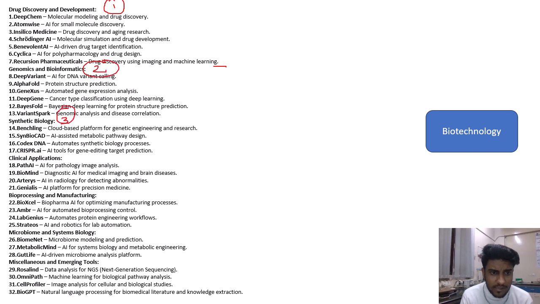The fourth category is the clinical applications, like if there are any biotech-integrated medical devices. The fifth is fermentation and bioprocessing. Sixth is systems biology and microbiome. And the seventh is the emerging tools, like TALEN, zinc finger, and NGS, next generation sequencing. So we'll be discussing just an overview in this video.